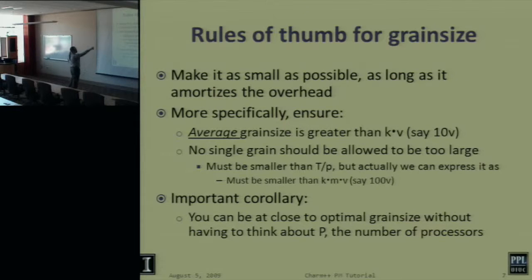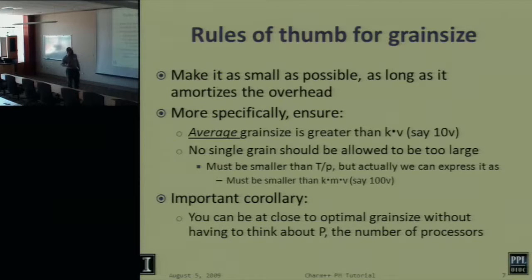Generally, if we say that the average grain size is K, where K is some constant, and V is your overhead, you could arbitrarily choose 10 as a good amount of granularity over the overhead. But K is something you're going to have to adjust based on your problem and on the environment in which you're working.